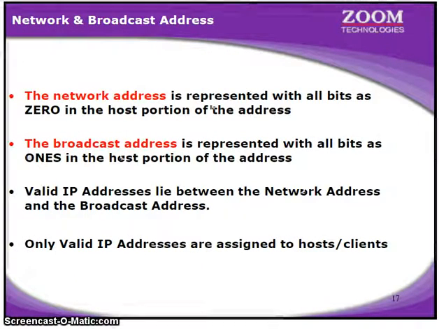The network address is represented with all the bits as 0 in the host portion of the address. The broadcast address is represented with all the bits as 1 in the host portion of the address. The valid IP addresses lie between the network address and the broadcast address. Only valid IP addresses are assigned to the hosts or the clients.